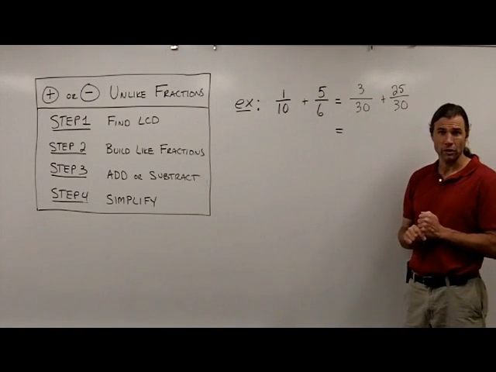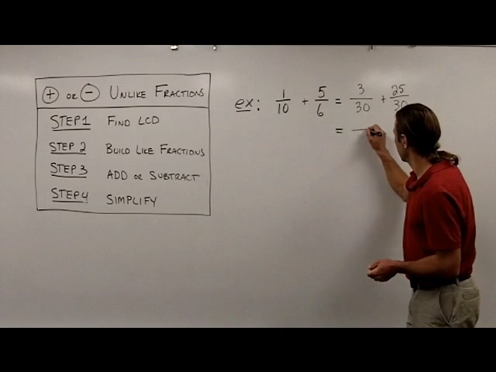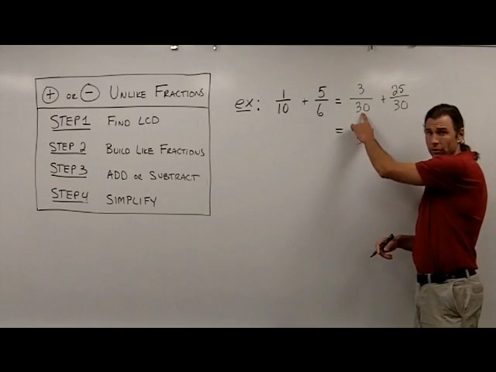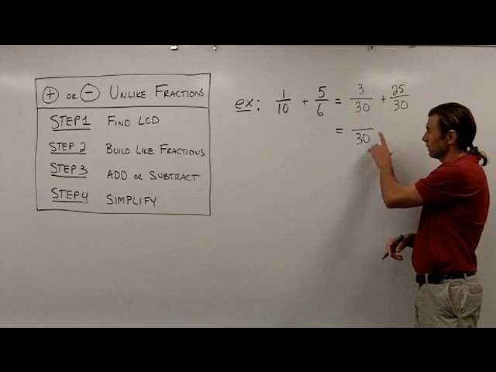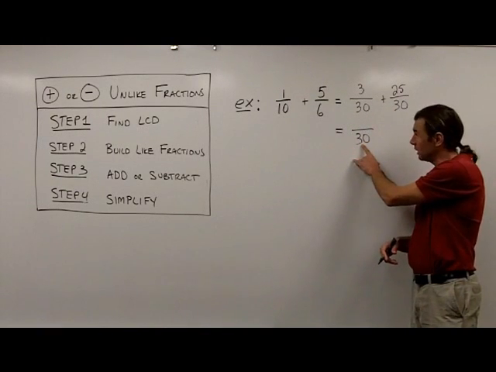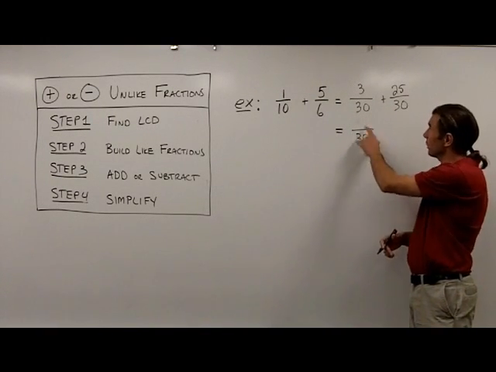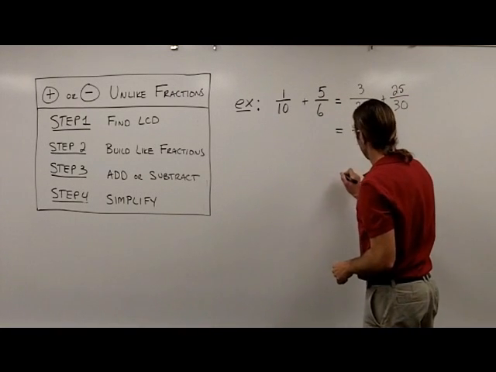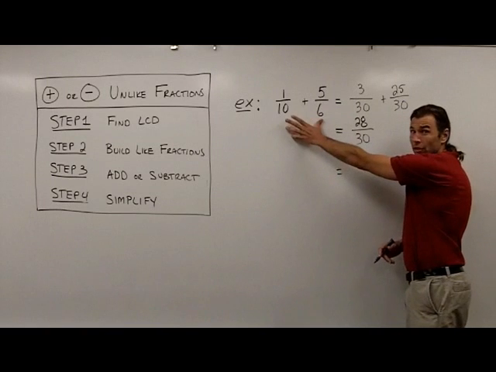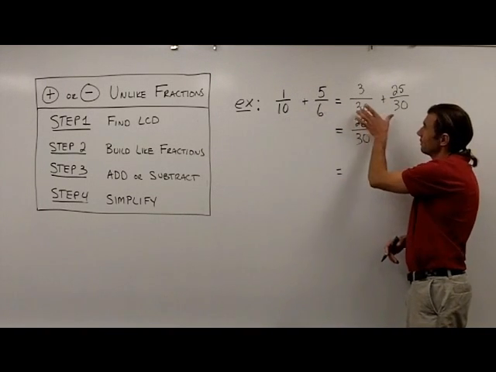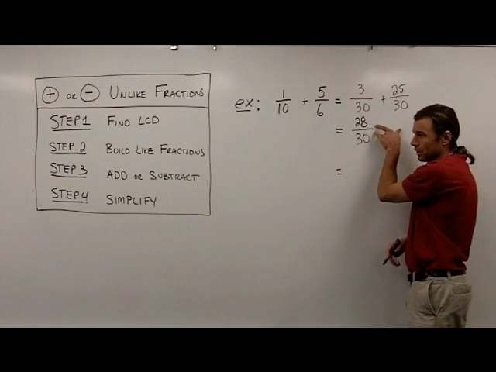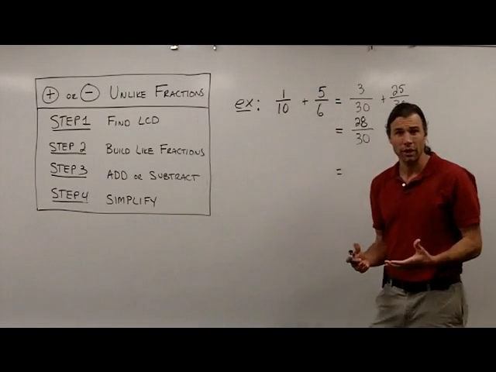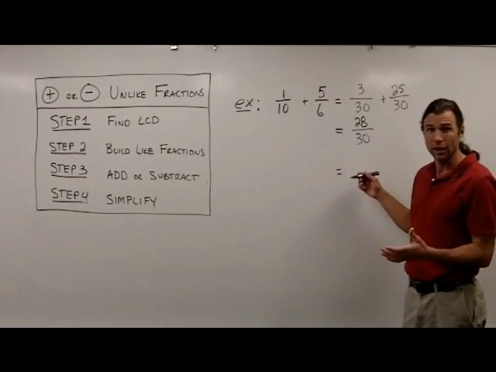Now I'm ready to add these fractions together. To add fractions, the denominator always stays the same because these are 30ths. I'm adding more 30ths to it, so I'm going to end up with 30ths in the answer. Now I just add the numerators. 3 plus 25 is 28. So I turned these unlike fractions into like fractions so that I can add them. And now I'm down to my very last step, which is to simplify our answer.